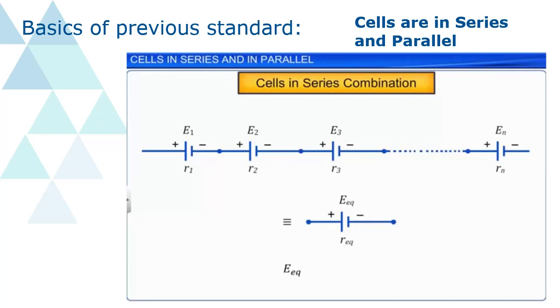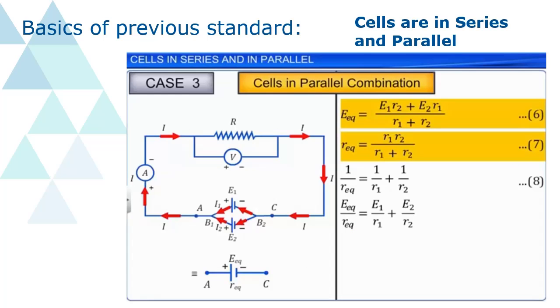The equivalent EMF of a series combination of n number of cells is the algebraic sum of their individual EMFs. If, in the combination, the current leaves any cell from the negative electrode, the EMF of that cell will bear a negative sign. Rule number 2. The equivalent internal resistance of a series combination of n number of cells is the sum of their internal resistances irrespective of the orientation of the terminals of the cells in the series combination.